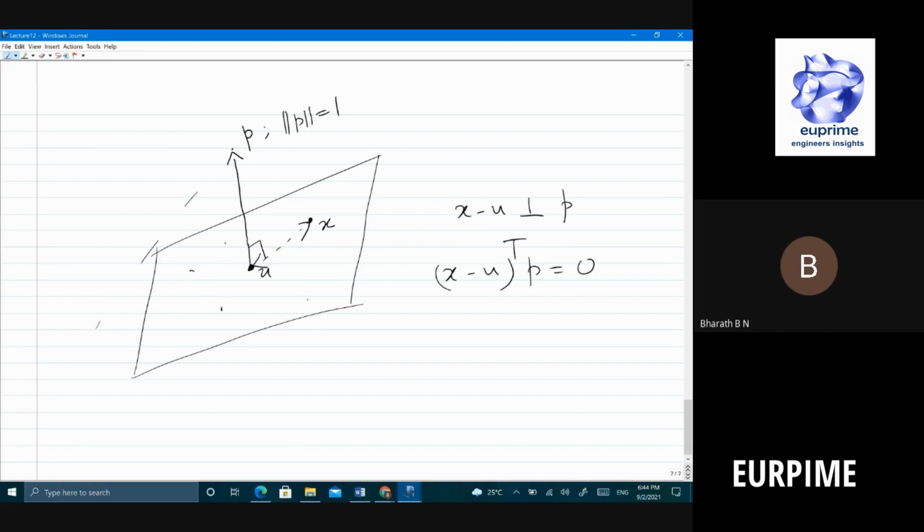In Euclidean geometry, the inner product is basically A transpose B. Then this is what you get. So if you rewrite this, what do you get? X transpose P minus U transpose P equal to 0, right? Or I can write this as P transpose X equal to U transpose P. Well, U transpose P, I'll rename it. I'll call it B. So it's B, right? In general, how do you write a hyperplane? It's A transpose X plus B equal to 0, or A transpose X equal to B, right? That's how you write your hyperplane.